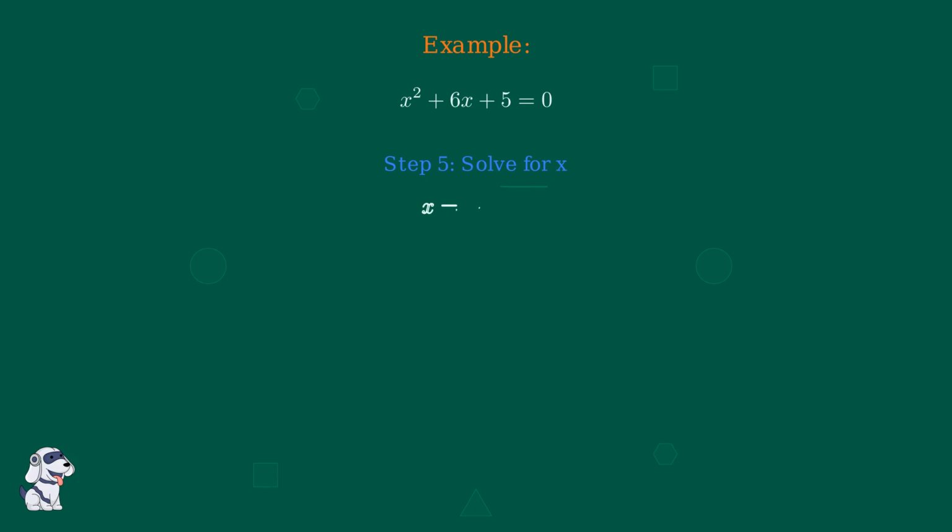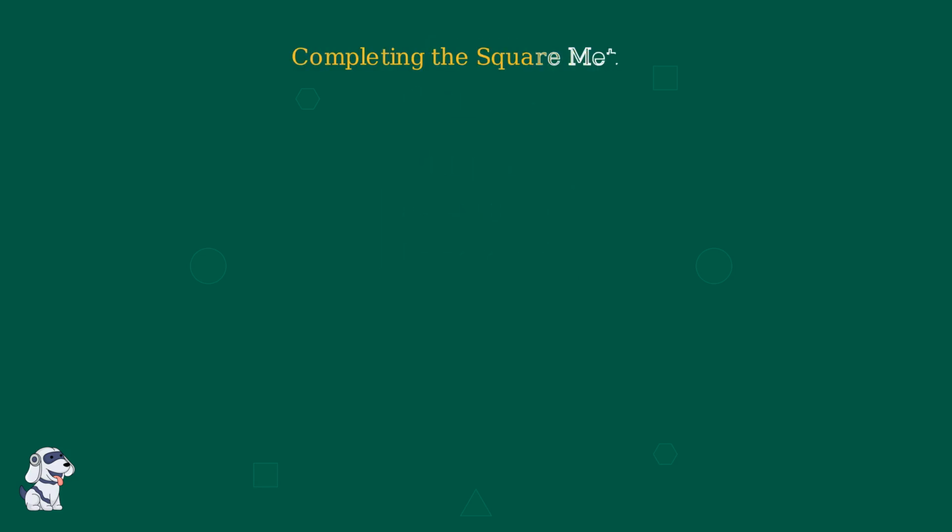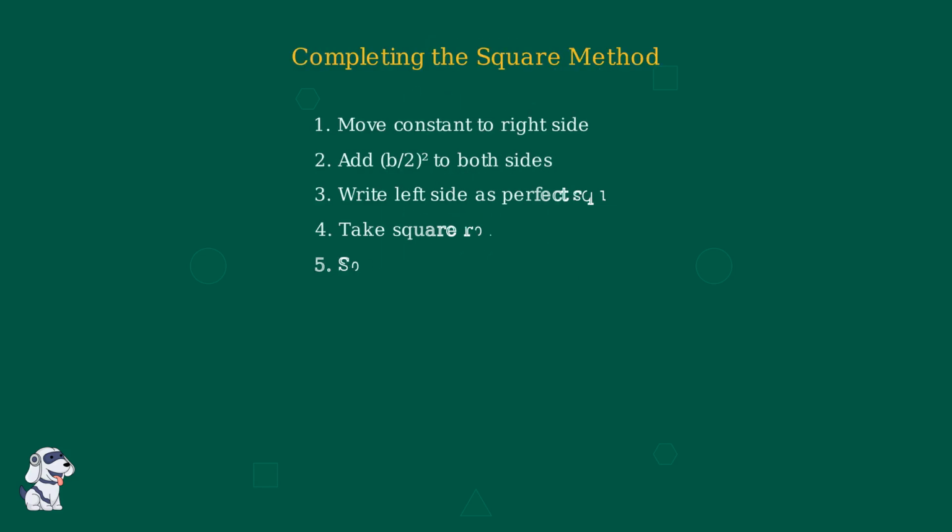Step 5. Subtracting 3 from both sides gives us x equals negative 3 plus or minus 2. This gives us our two solutions, x equals negative 1 and x equals negative 5. We can verify these solutions by substituting them back into the original equation. The completing the square method follows these 5 key steps. Move the constant, add the square of half the coefficient, write as a perfect square, take the square root, and solve for x. This method works for any quadratic equation and is especially useful when the quadratic doesn't factor easily.